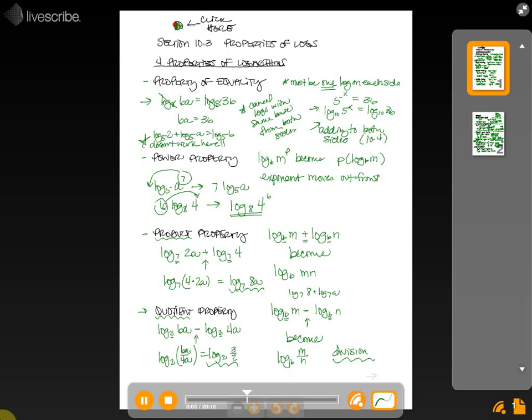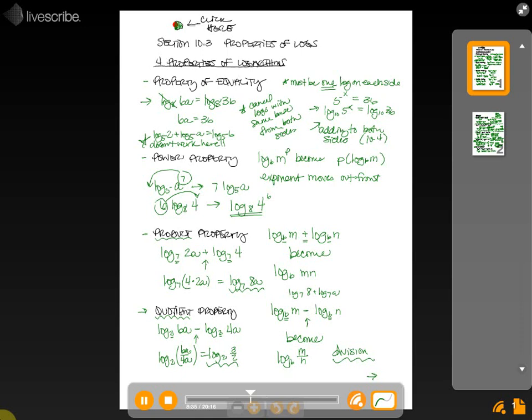And that's okay. Now those are your four properties. You have the property of equality, the power property, the product property, and the quotient property. And it's really important that you understand all four of those, because you're going to have an example and you're going to have to solve for a variable. And then you're going to use these four properties to simplify your expressions to get down to one log on both sides. And when you have one log on both sides, then you can use the property of equality.